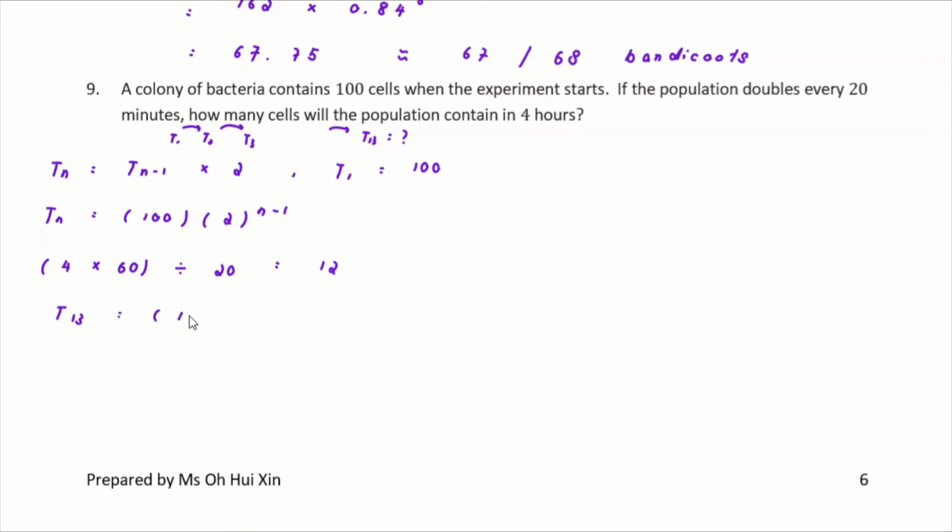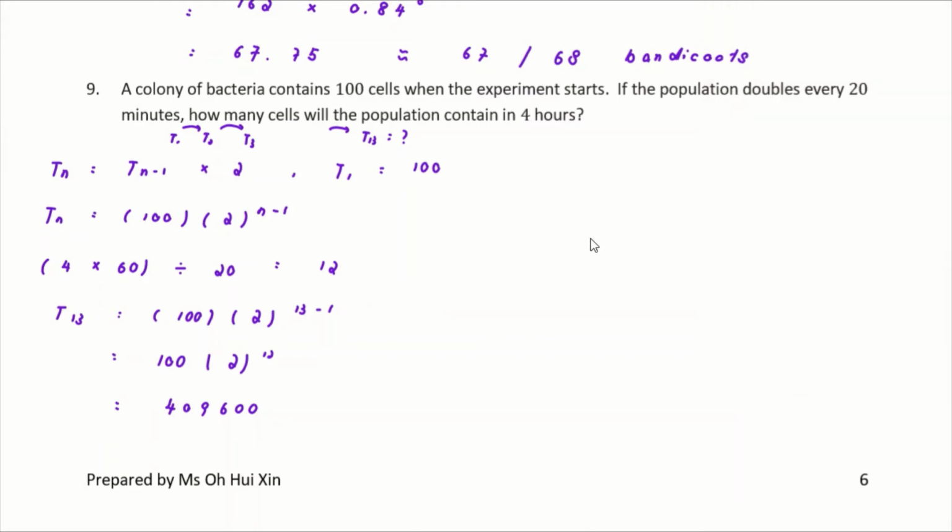So that's why it's 100 times 2 to the power of 13 minus 1. In this case, it will be 100 times 2 to the power of 12, and that gives us the answer of 409600.